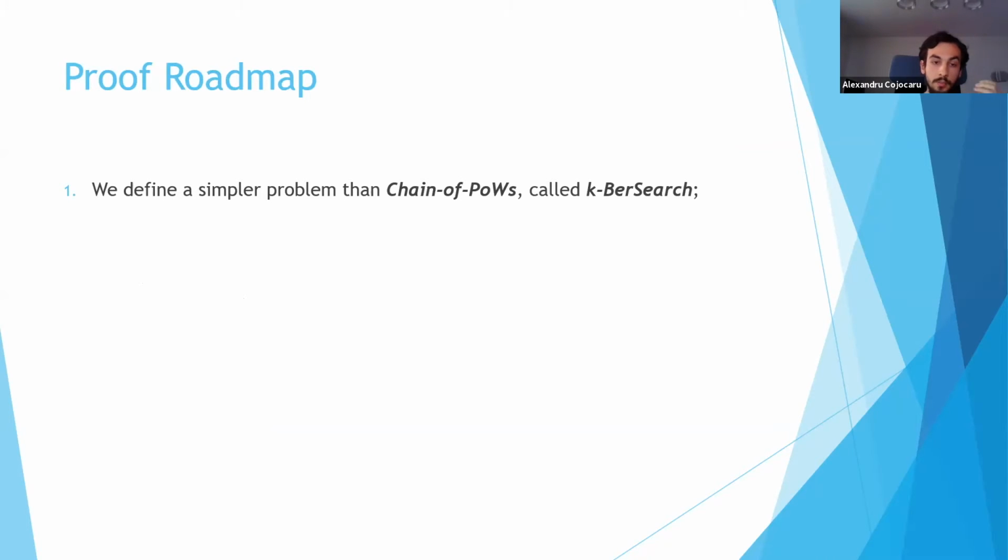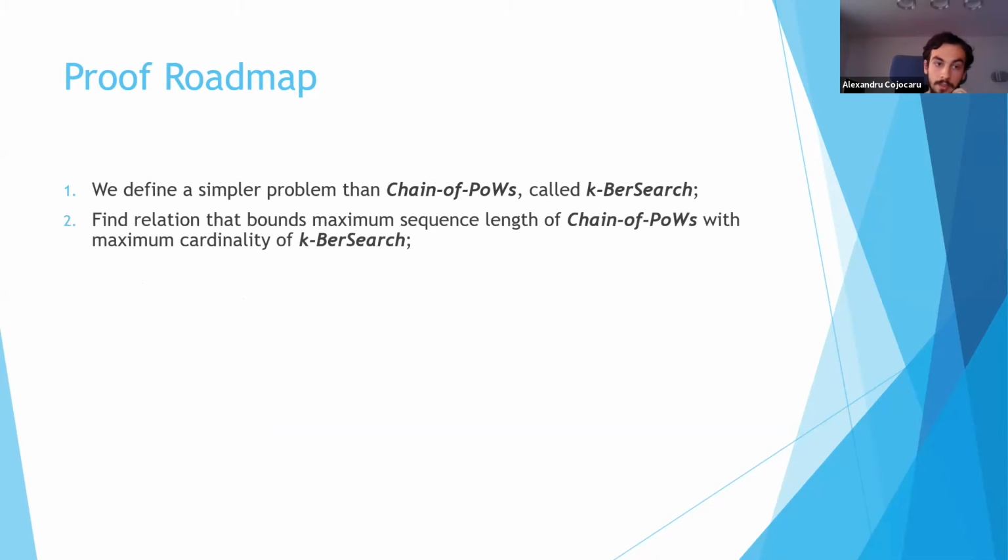So now to quickly present the proof roadmap we use. To analyze the query complexity of the chain of PoWs, we firstly define a simplified problem, which is called Kiayias search. Then we find the relation between the query complexity of the chain of PoWs and the Kiayias search problem.